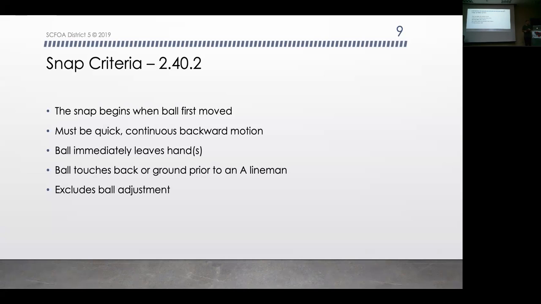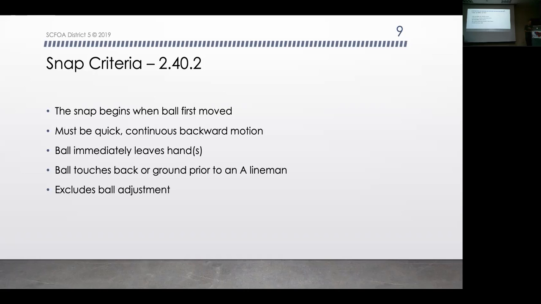Snap criteria. The snap begins when the ball is first moved. It must be a quick, continuous backward motion. The ball must immediately leave the snapper's hand. The ball must touch a back or the ground prior to an A lineman, and this obviously excludes ball adjustment. If any of these are violated, then we have an illegal snap and a dead ball foul.